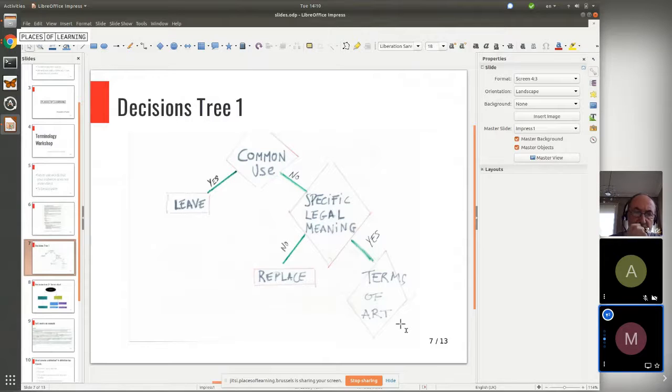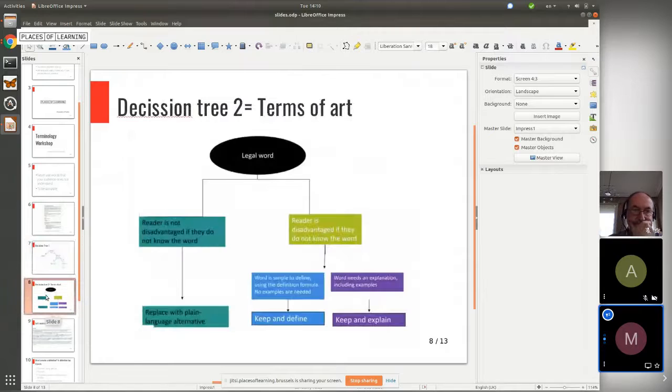They are about 3% of those terms, so there are not so many. 3% of those terms are terms of art. So what happens when we have a term of art? We go to decision tree number 2.